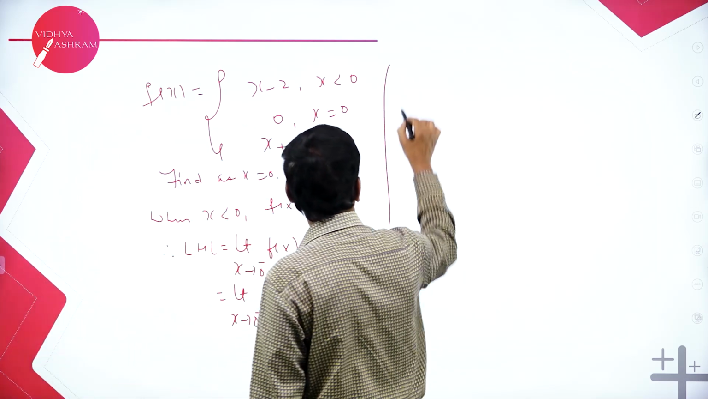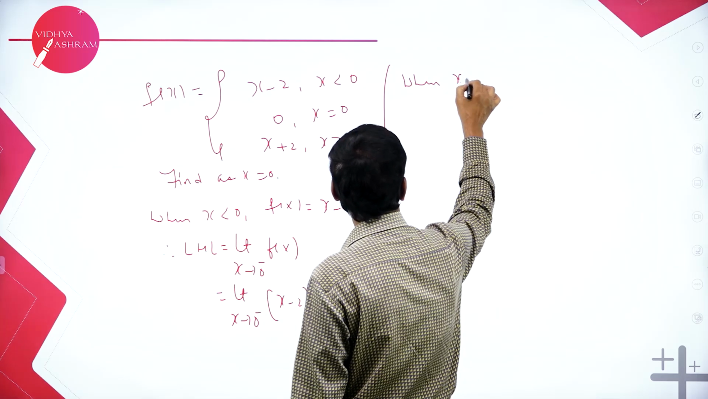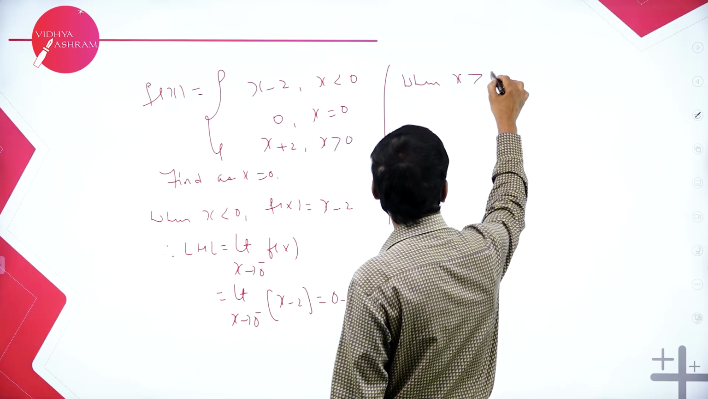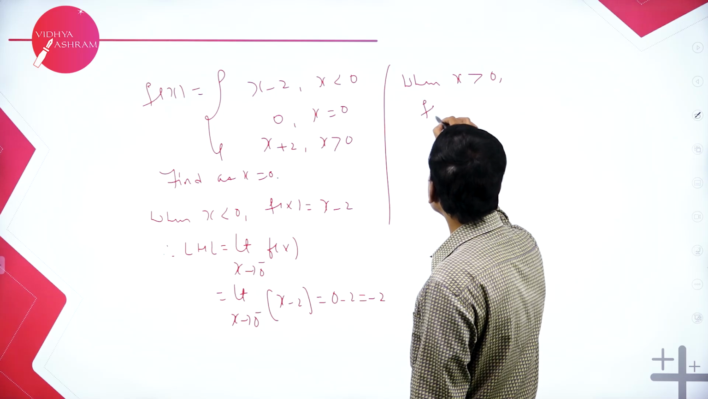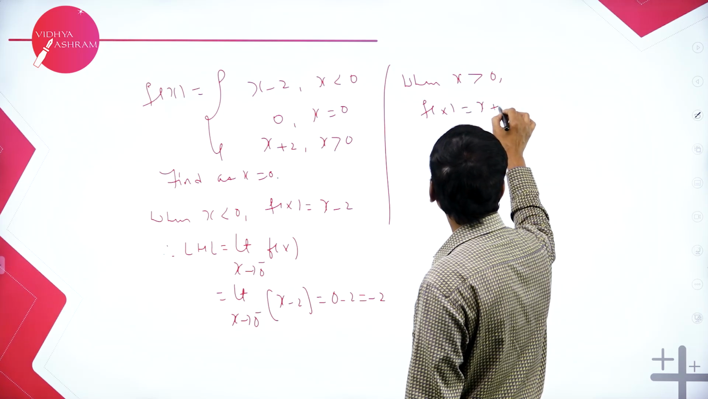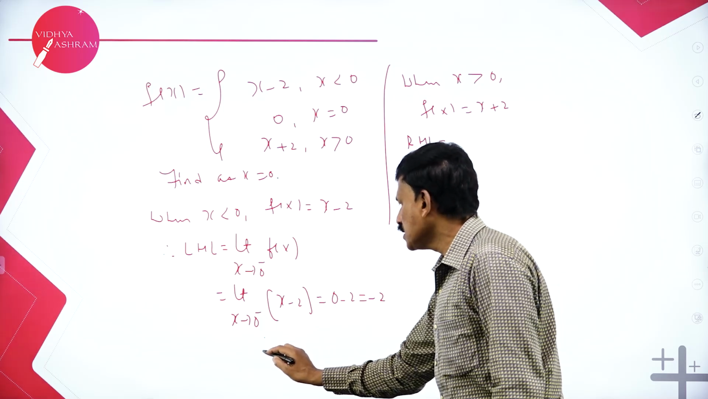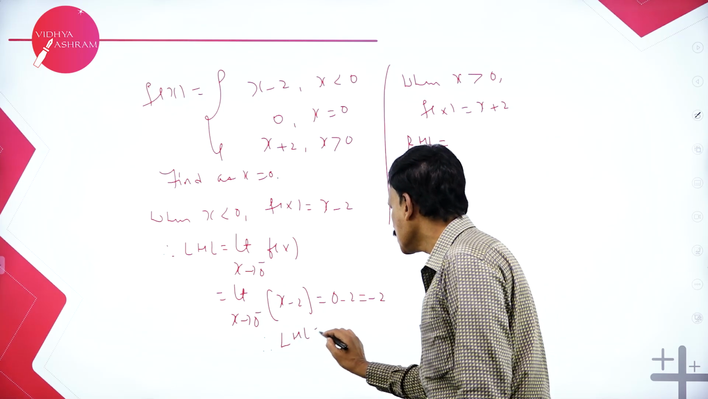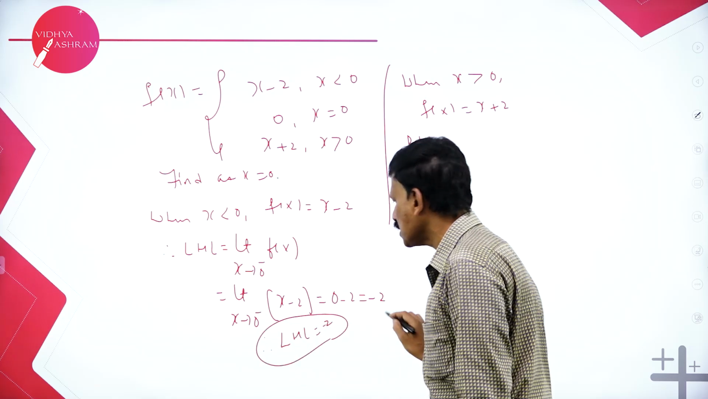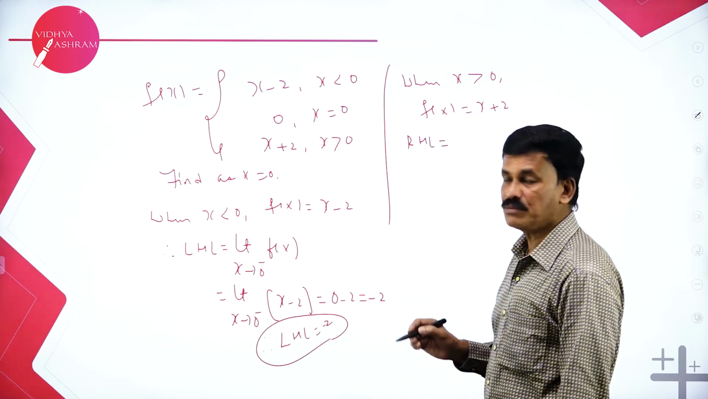Similarly, on the other hand, when x is greater than 0, what is given? f of x is equal to x plus 2. So we are going to get the right hand limit. Here in this case, the left hand limit is equal to minus 2. Now verify the right hand limit for this function.